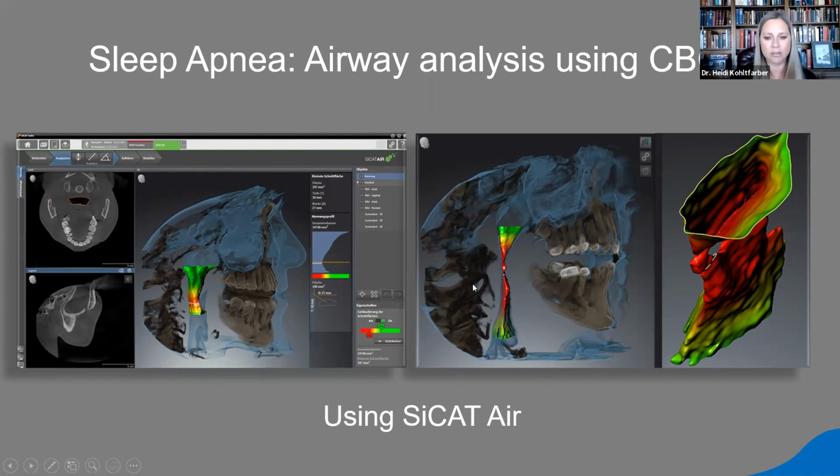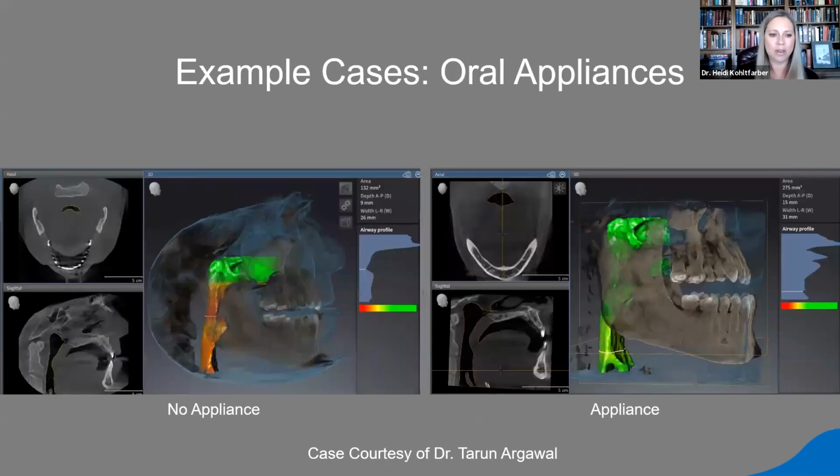Way back when I was a general dentist, I used to place various devices or oral appliances, and then I sent the patient on their way, and I never thought about the temporomandibular joints. But we do know that it is possible for us to cause an issue if we're not placing those condyles in a condylar conformative position for that patient. Here's a great example. This is no appliance, and then this is the increase in the airway space with an appliance added. And you can see definitely a huge improvement in that airway space for the patient.